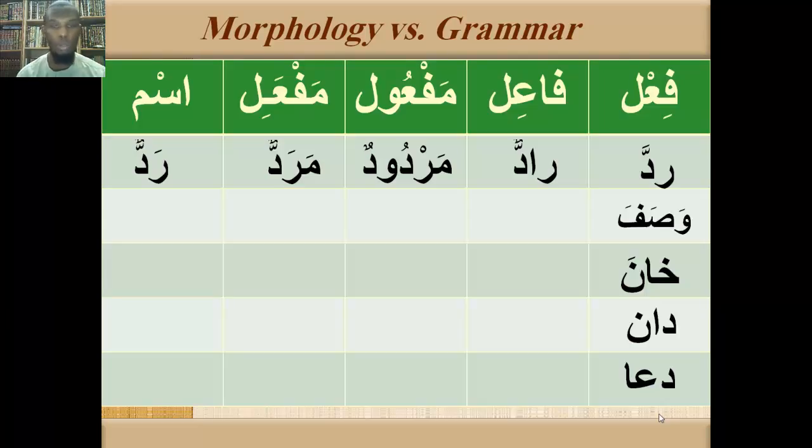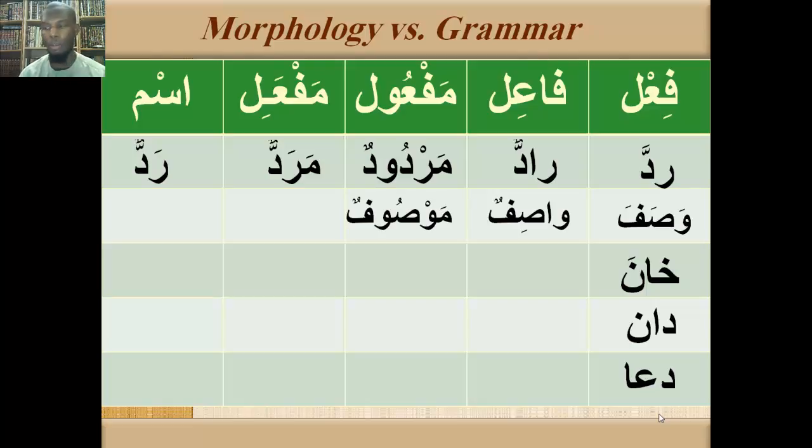Rad meaning mardud. Next we have wasafa, which we said means to describe. So here it's going to stay basically the same. Wasafa, the fa'il is wasif, which is a describer or a descriptor, something that describes something or someone that describes someone else. The maf'ul would be mawsuf, which is described, the thing being described.